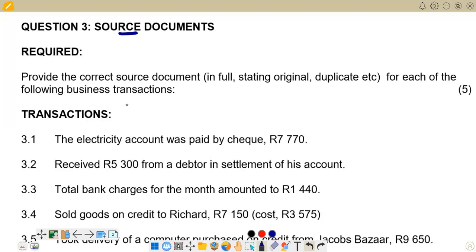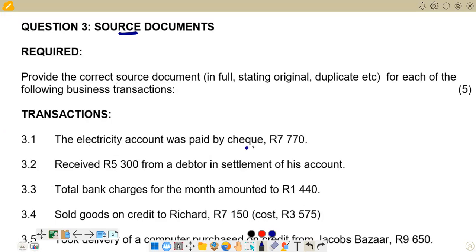So we are given transactions here, and the instruction is that we should provide the correct source document in full, stating original, duplicate, etc. for each of the following business transactions. So we are going to go through these transactions that we are given, and then identify which source document to apply to each and every transaction. So we can start with 3.1: the electricity account was paid by check.